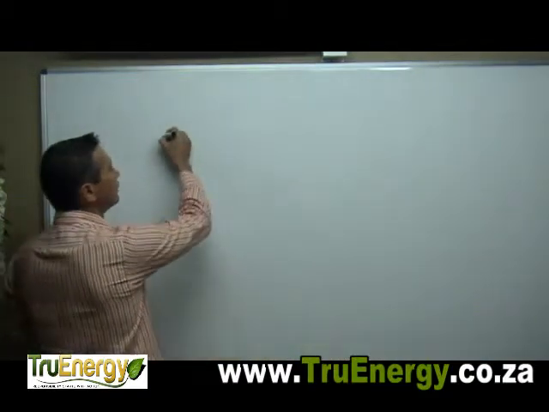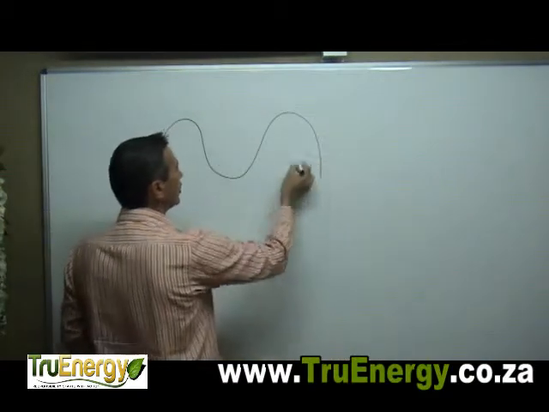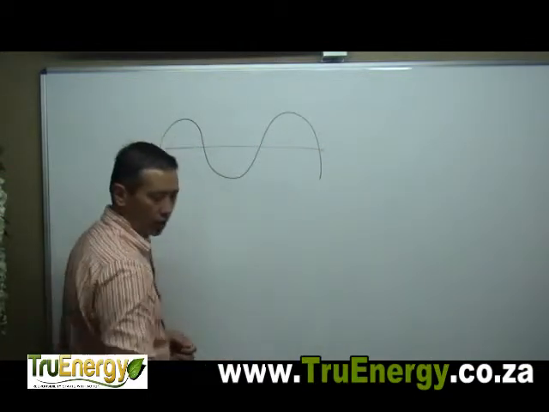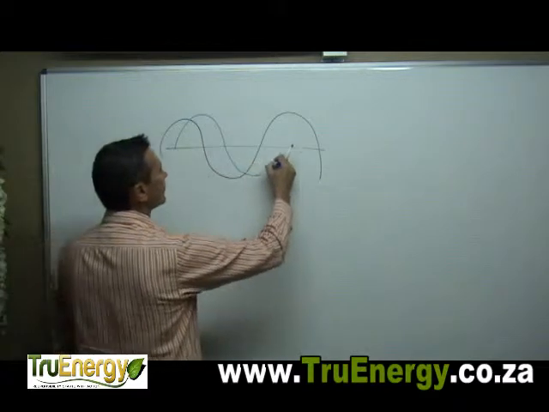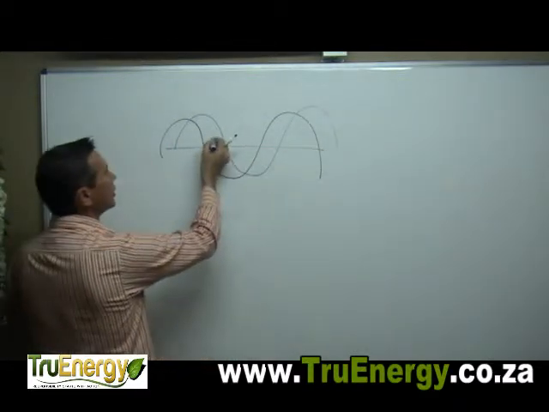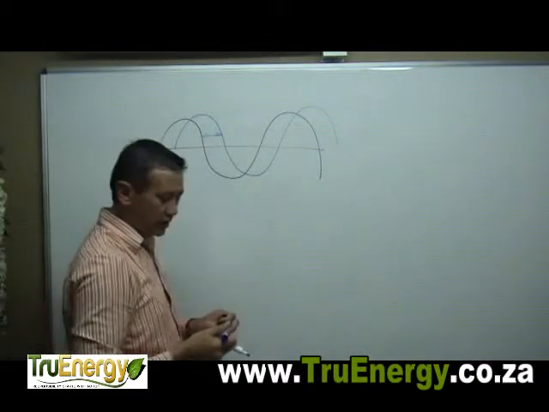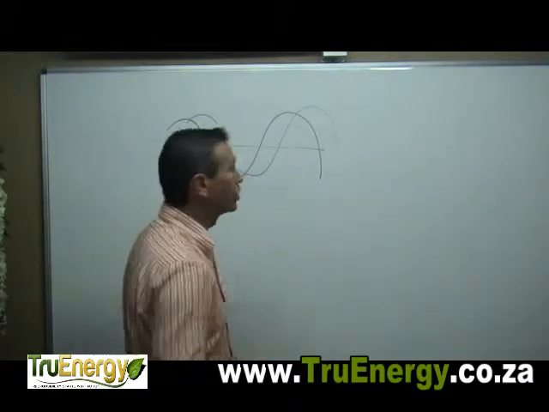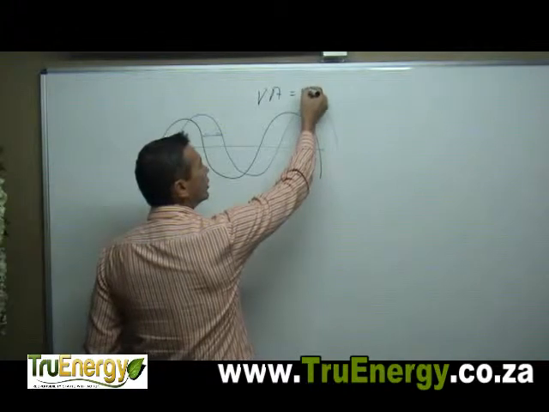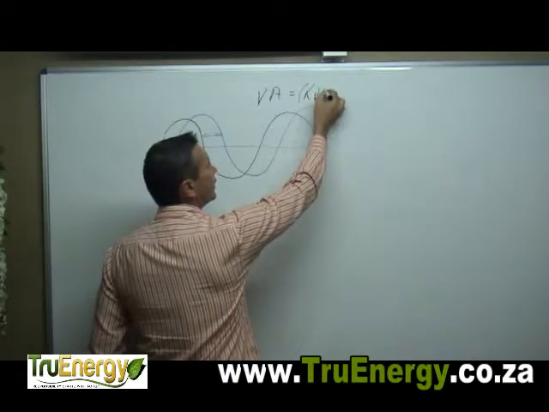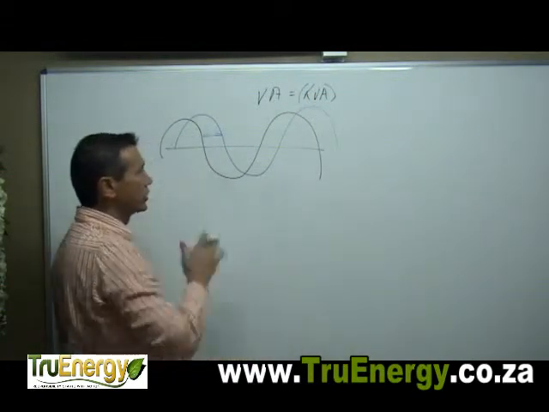If your volt would do this, your amp would do that. So that means it's a loss, but it's a loss to volt-amp, or kVA. I'll go into detail with that later.